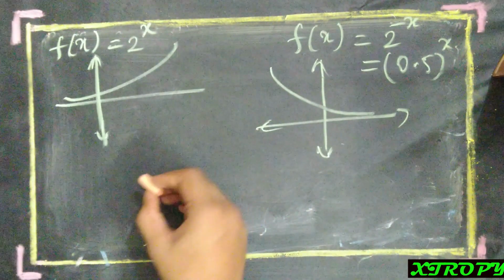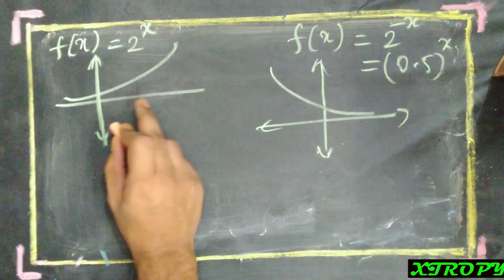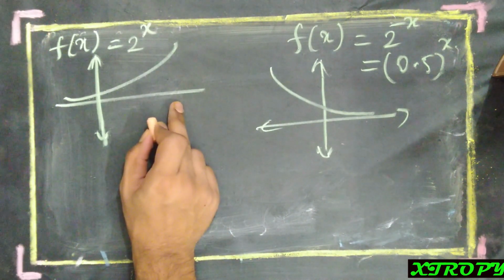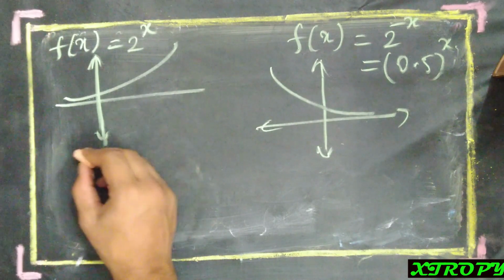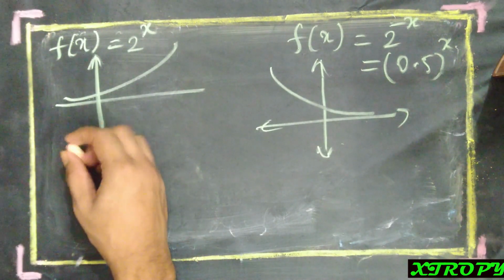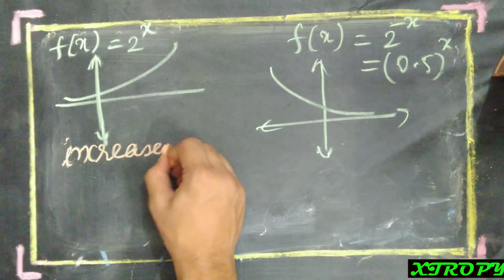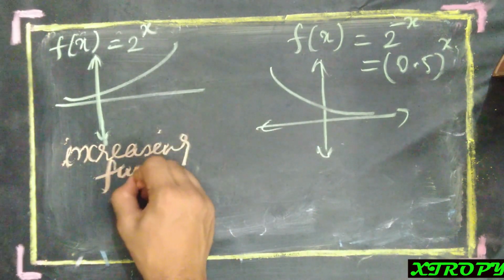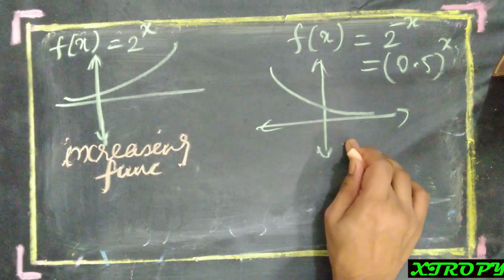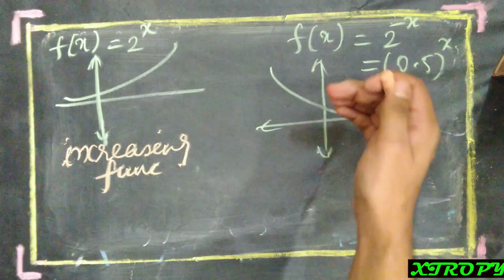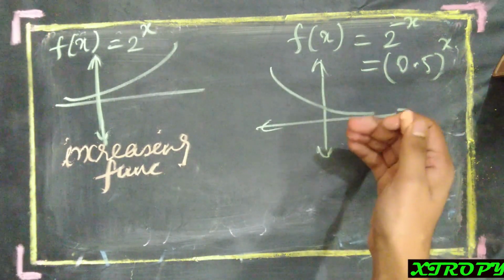As you see, if we increase the value of x, the value of y also increases. So this graph is an increasing graph. Thus this function is an increasing function. And in this graph, if you increase the value of x, the value of y gradually falls. This is an example of a decreasing function.